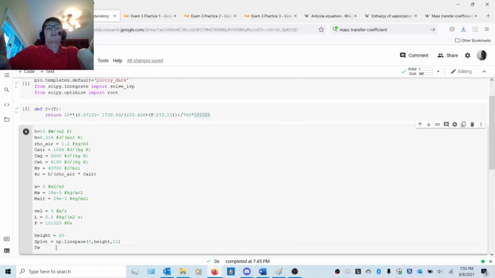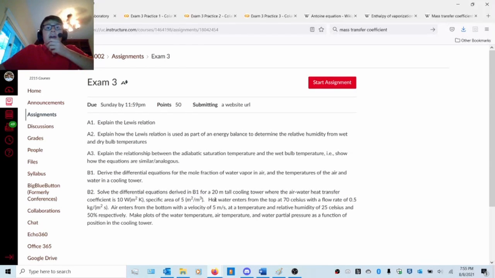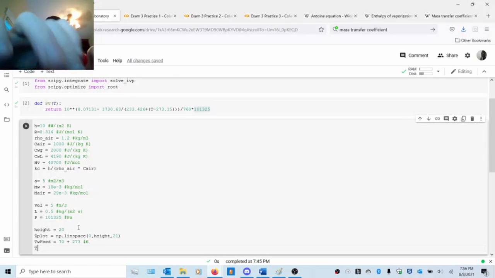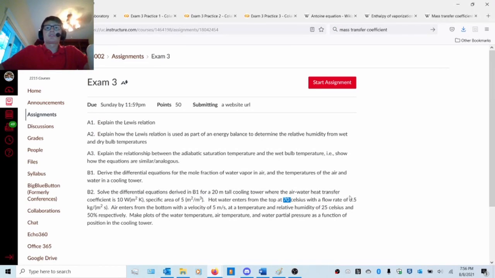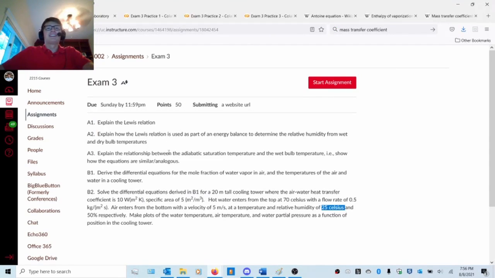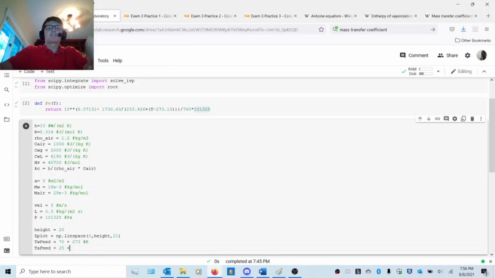Now we will put in the temperature of water in the feed. I'll capitalize feed. So the temperature of water in the feed is going to be, hot water enters the top at 70 degrees Celsius. So that's going to be 70, and we're going to add 273 to turn it into Kelvin. And then similarly with the gas feed temperature, or the air, with 25 degrees Celsius and 50% relative humidity respectively. So the temperature of the air in the feed is going to be 25 degrees Celsius plus 273, once again, to convert it to Kelvin.